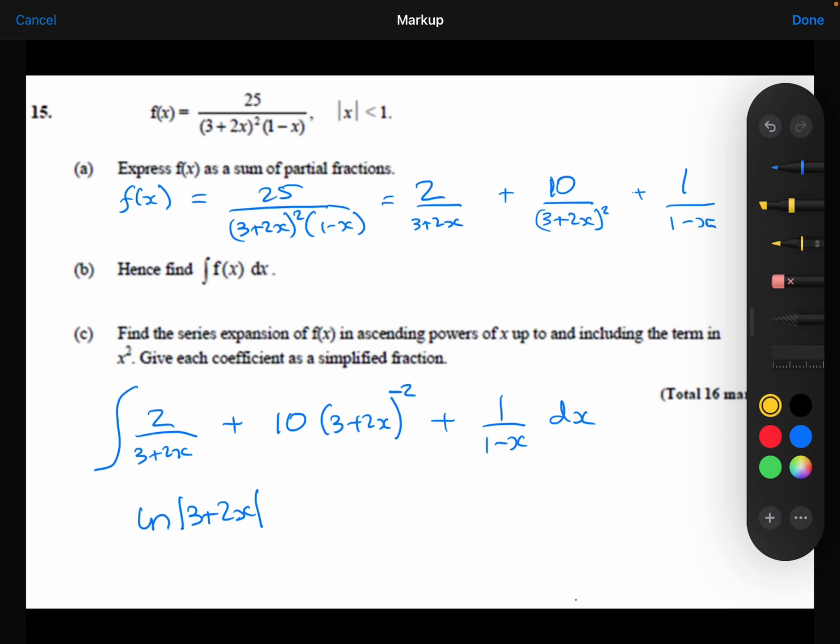Next, that second term, I missed off the minus there when I was writing it down. The 2 here should go to the top and be a minus 2 power. So we can add 1 to that power. So the new power is going to be minus 1. We'll divide by the new power. So 10 divided by minus 1 would be minus 10. So that's going to simplify to be a minus 10. But by the reverse chain rule, we need to divide by 2. So dividing by 2, the 10 divided by the 2 is 5.